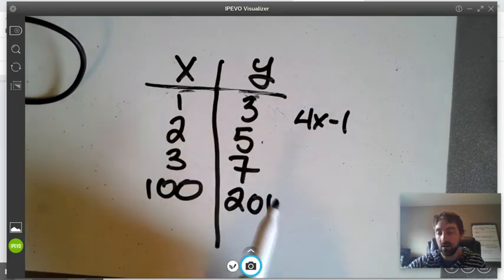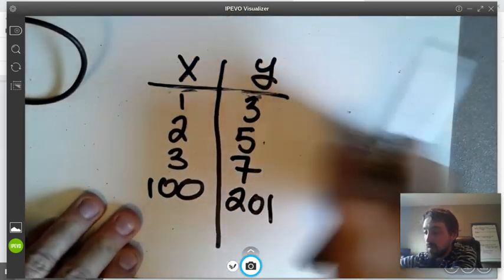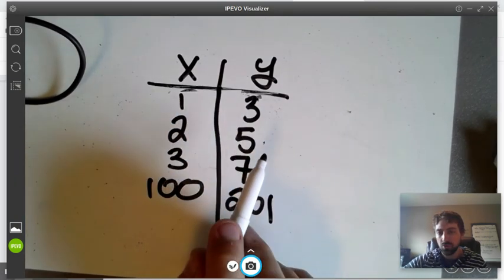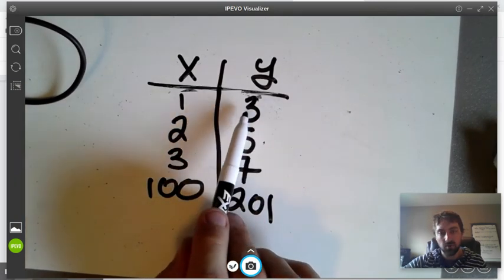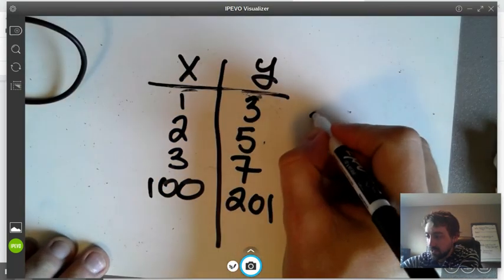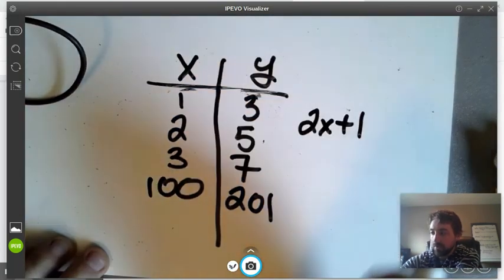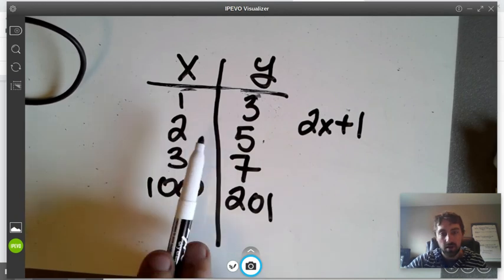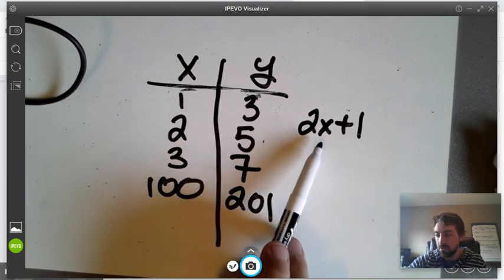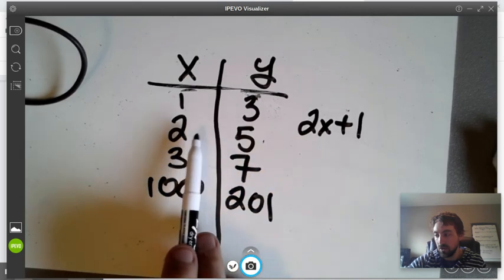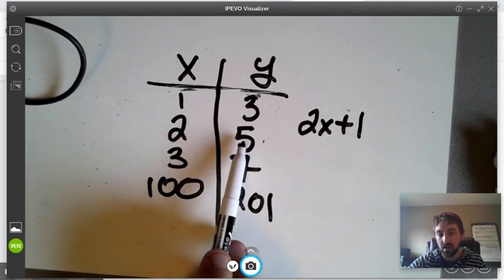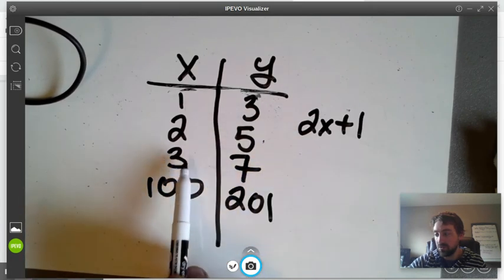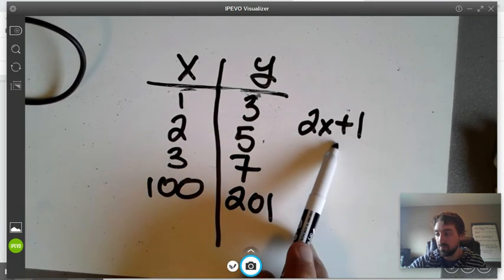Doesn't work there. So let's try under. To get close to that, we would go 1 times 2 gives us 2. And to get to 3, we would add 1. So our equation is 2x plus 1. Now we check to see if it works on this one. 2 times 2 equals 4 plus 1 gives us 5. Well, that works. 2 times 3 equals 6 plus 1 gives us 7.